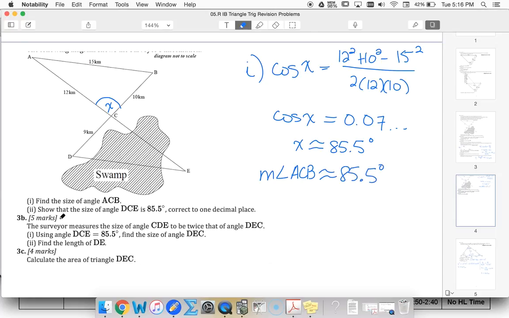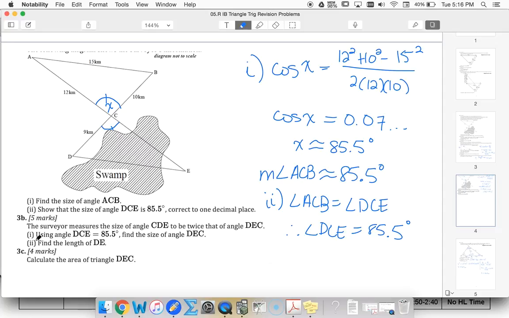Now, problem 2 asks us to show that size DCE is 85.5, correct to 1 decimal place. So DCE, well, I can see that these are vertical angles, so I know they're equal to each other. So angle ACB is equal to angle DCE, therefore angle DCE must be 85.5 to 1 decimal.